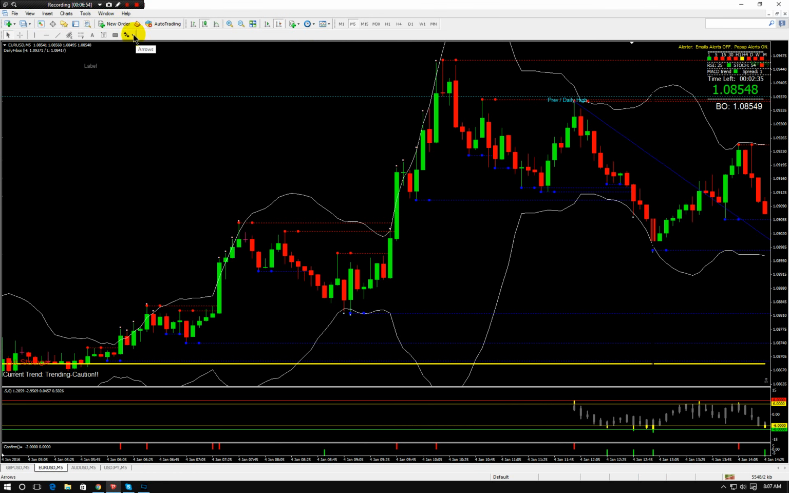Drawing tools. Am I this out of practice? Let's see. Yeah, let's use the price label. That might work. I'm going to mark a couple things, and then we're going to come back and talk about them.